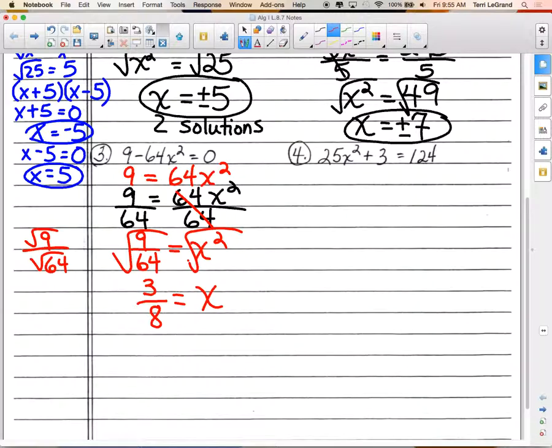Is there only one solution for this? No. Positive and negative 3/8. This would cross the x-axis at both of those locations. I'm guessing this is a pretty skinny parabola. We've got to graph this one just to see it. So we're going to do 9 minus 64x squared.